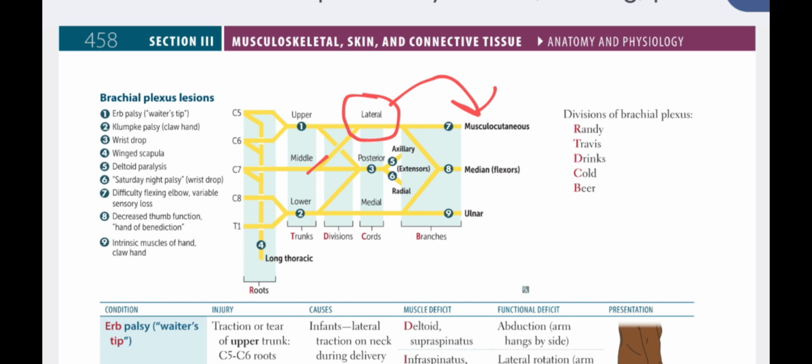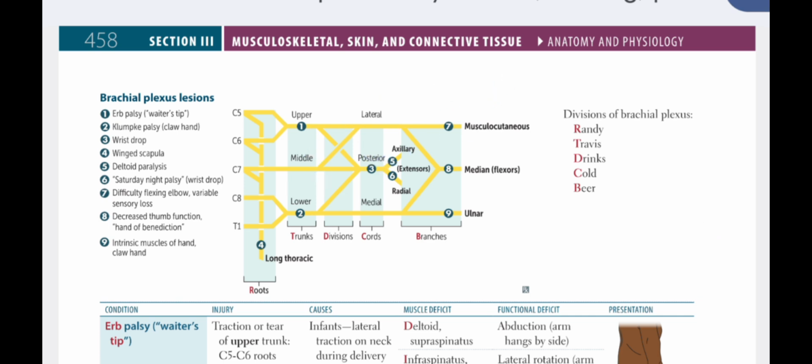So what has happened here is that the upper trunk was coming, and one branch came from the middle trunk during its division phase and combined with the upper trunk, and this formed the musculocutaneous nerve.